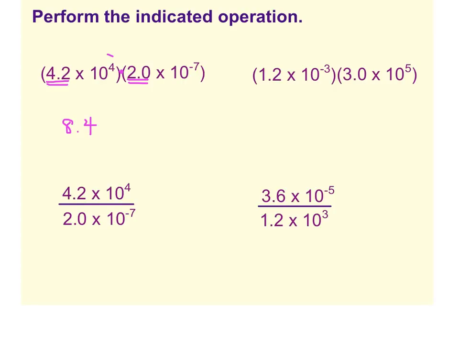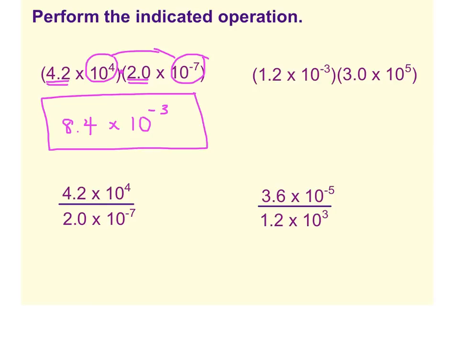And then what you're going to do is multiply your tens. This is where your exponent property comes in. If you're multiplying the same base, you keep the same base. So I'm going to say times 10. I'm keeping the 10. And then what do you do with those exponents? You're going to add them. 4 plus a negative 7 is negative 3. And there's our answer in scientific notation. So scientific notation, that's the only time that a negative exponent is okay in your answer.